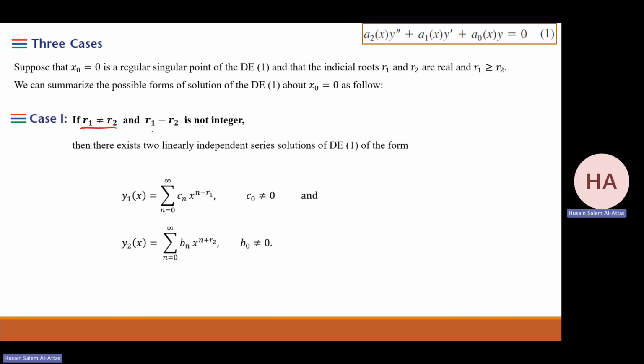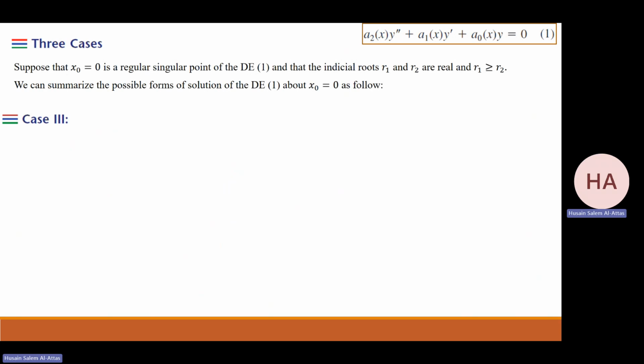Look at the difference between these 2 indicial roots. If they are not the same and the difference between them is not an integer, I can always get 2 linearly independent series: x to the power n plus r1, and x to the power n plus r2. Since the difference between them is not an integer, for sure these 2 series will not coincide. This gives me one solution and another solution, and these 2 solutions are not the same. I will go to case 3, then I'll go back to case 2.